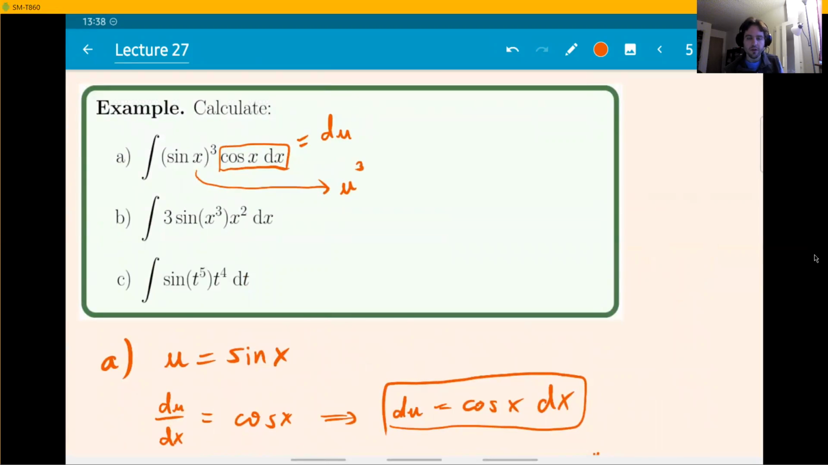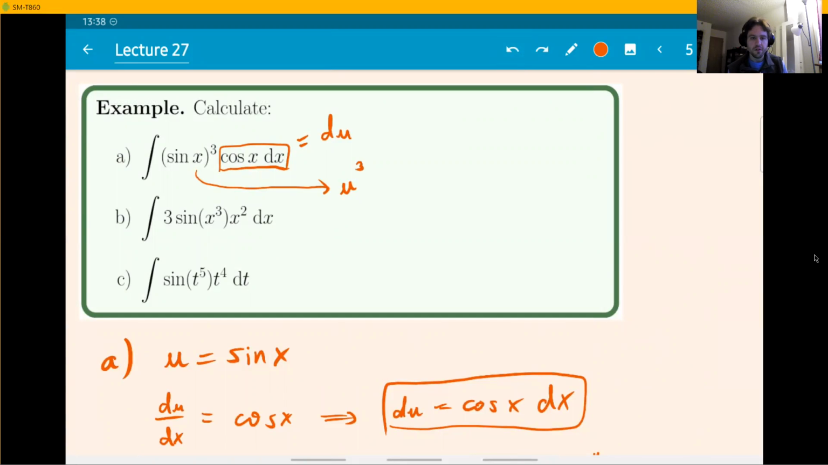This is the chain rule. Sorry, not the chain rule, the reverse of that, the u substitution rule. Usually the variable is called u. That's why we usually call it u sub. But of course, you can call it whatever you want. So that's what we're going to do with these other integrals here.